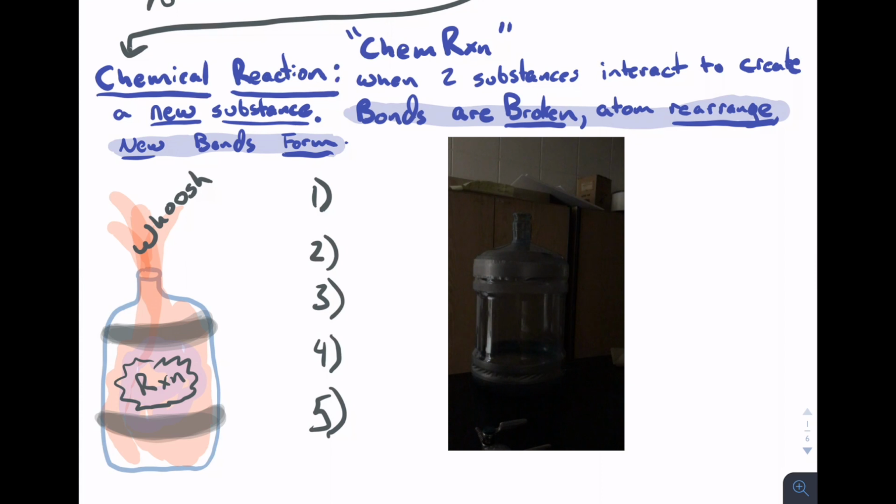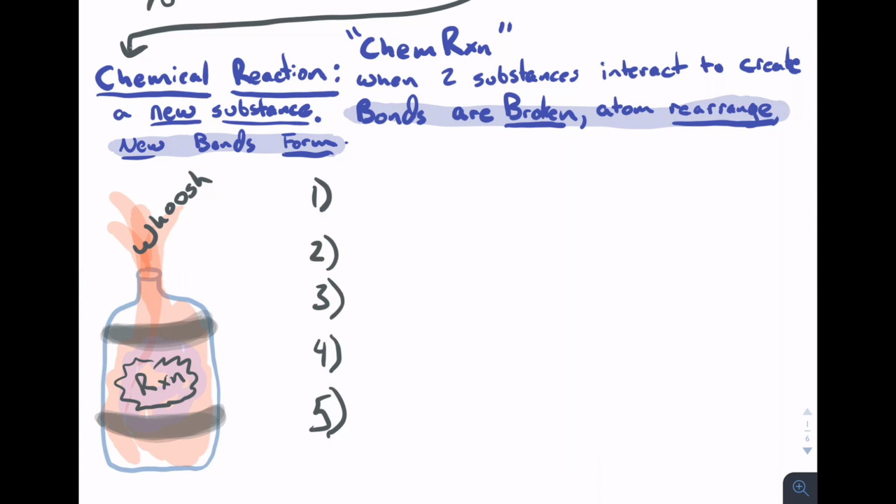Now with chemical reactions, we can't actually see what's going on. So how do we know that a chemical reaction took place? If we can't actually see the atoms or the molecules, how do we know that bonds are being broken, atoms are rearranging, and new bonds are formed? The reason we know that new bonds are being formed is because there's a creation of a new substance. During the whoosh bottle, I started with a little bit of alcohol, and when it ended, I ended with carbon dioxide and water.